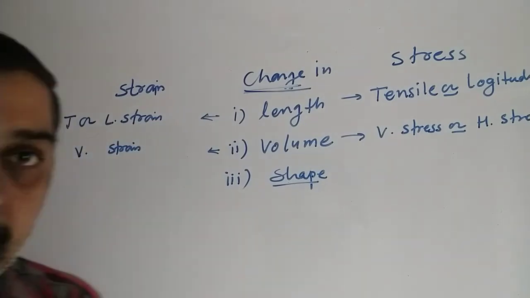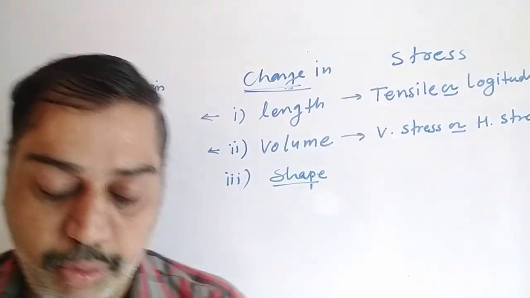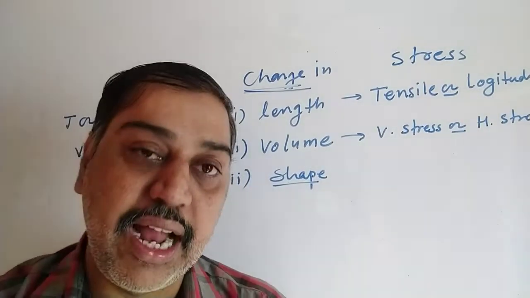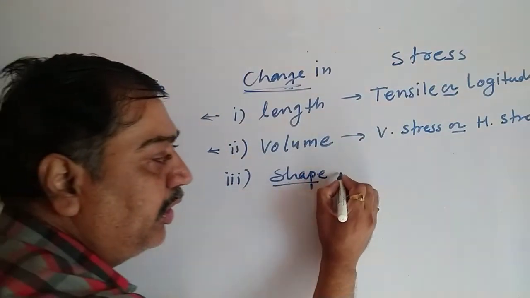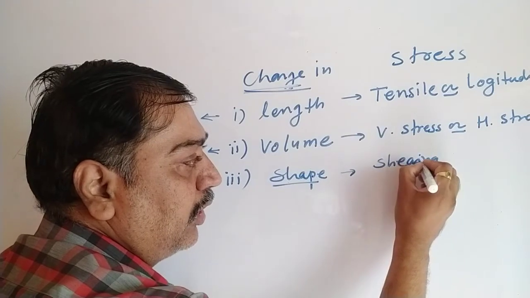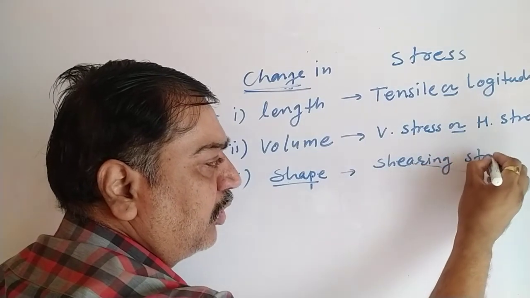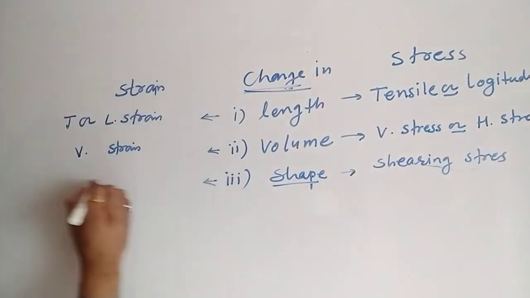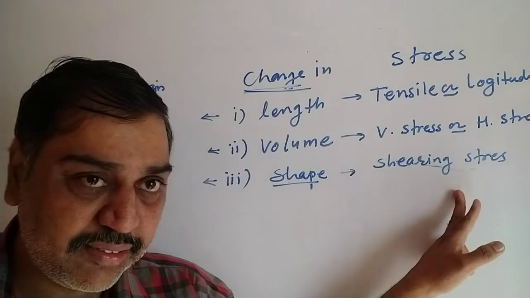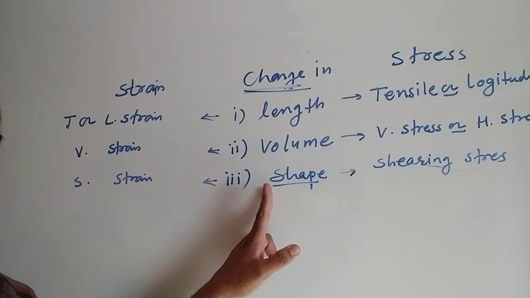And apart from this, if there is a change in the shape of the body, then in that case again there are stress and strain. That is said to be shearing stress and shearing strain. If the shape of the body is changing, then the stress is said to be shearing stress, and strain is said to be shearing strain. So these are nothing but the types of stresses and strains according to these three changes.